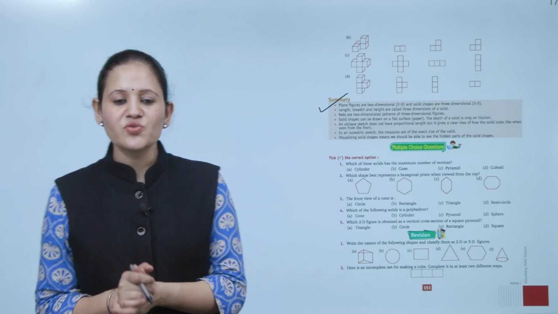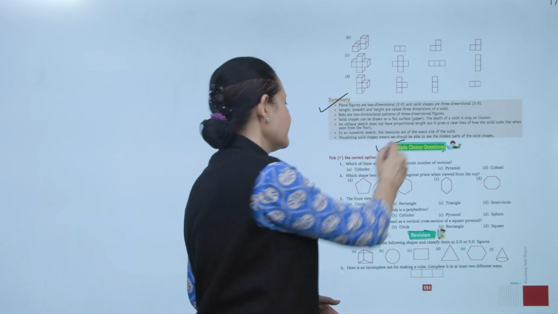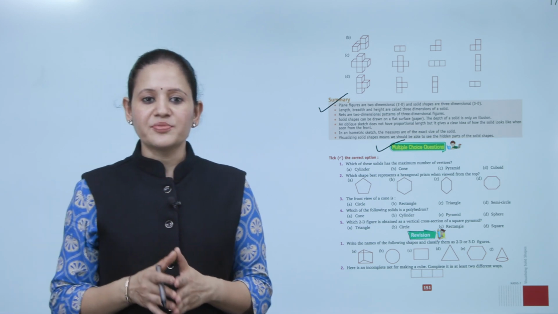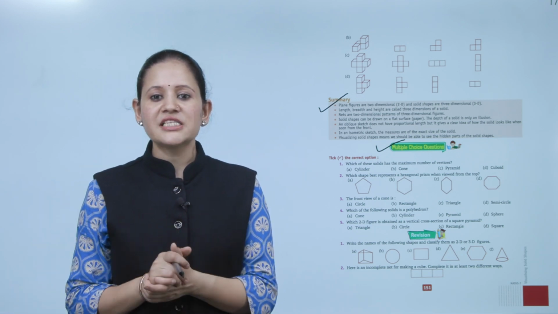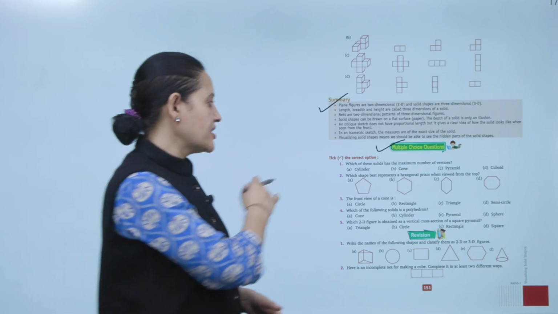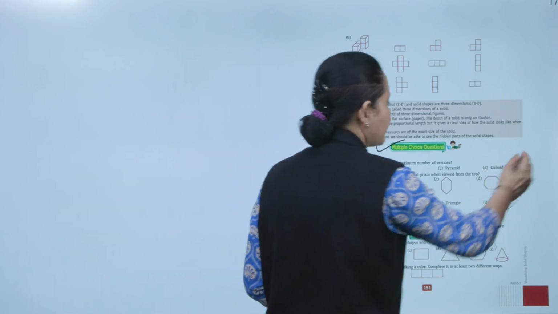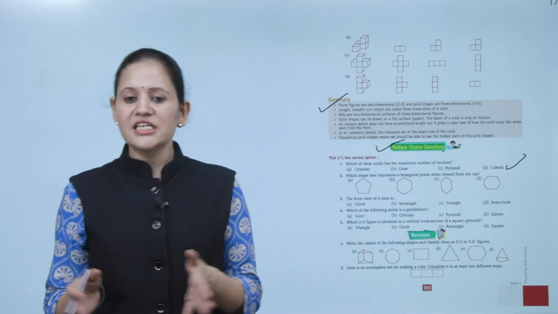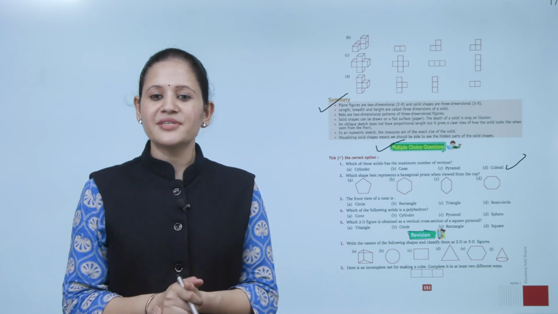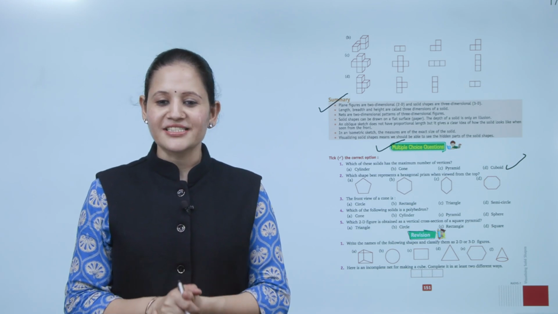Next is multiple choice questions. Choose the correct option. Which of these solids has the maximum number of vertices? So among these, the cuboid will have the maximum number of vertices. So option D is correct here. So here we end the chapter. I hope you understand it well. Now to practice it.